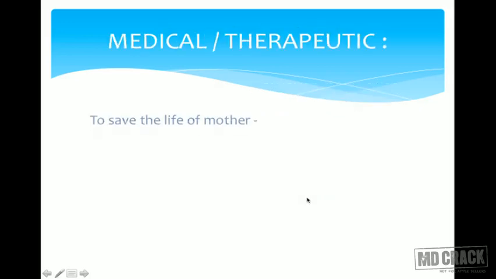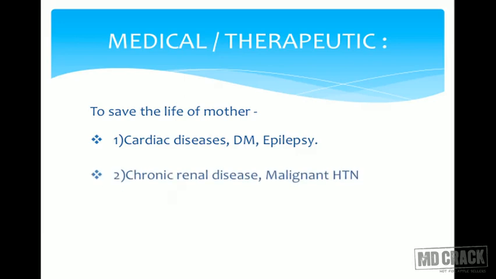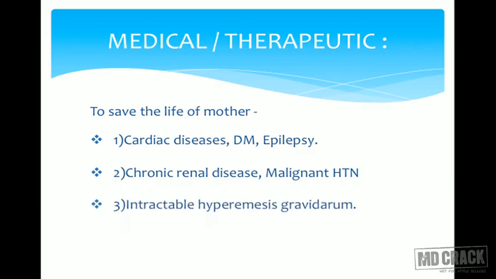Now let's see, what do we mean by medical or therapeutic grounds? It means that we want to terminate the pregnancy to save the life of that particular woman. In which cases? Suppose, for example, she has severe cardiac disease or uncontrolled diabetes, epilepsy, chronic renal diseases, malignant hypertension, intractable hyperemesis gravidarum, cervical or breast malignancy.